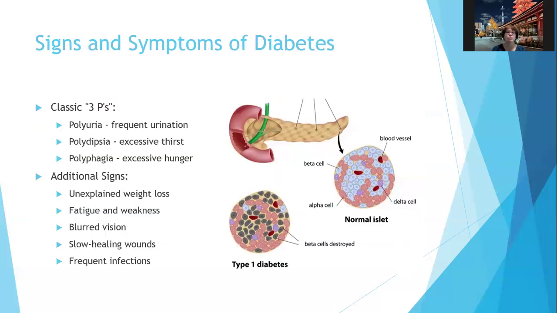So the signs and symptoms, whether you have type 1 or type 2, the classic three Ps, they call it: polyuria, polydipsia, and polyphagia. So polyuria, you pee a lot. Polydipsia, you're thirsty a lot. And polyphagia, you're hungry a lot.